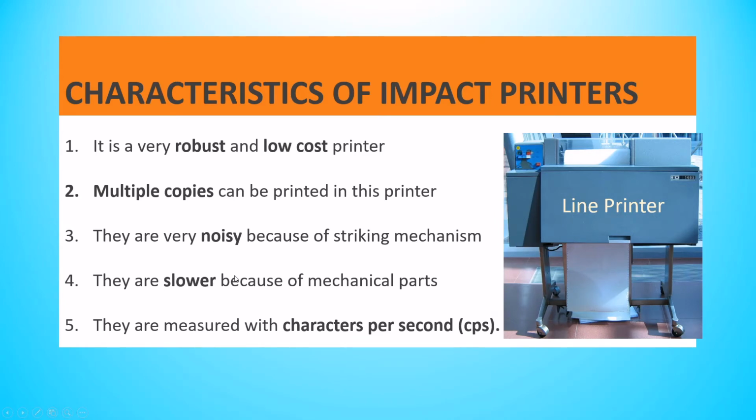Since they are making a striking mechanism on the ink ribbon, they are very noisy, and also they are comparatively slower because of the mechanical parts. Yet they are used in many places because they are very robust. Robust in general means it's very strong. So these printers are not delicate, they can be easily handled by everyone, and they are low cost printers, and multiple copies can be printed in this printer. So these are the advantages of this printer, and it is used for bulk printing.